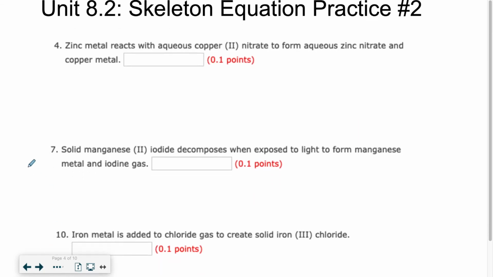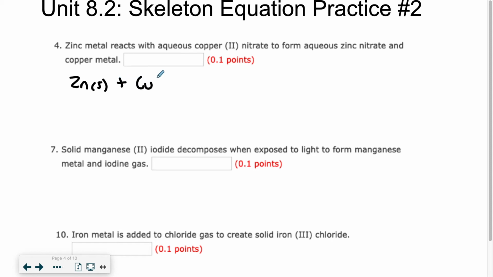The next assignment was Unit 8.2, so the same kind of thing. We're starting off with this first one. We have zinc metal. That's going to be zinc. It's a metal, so that's a solid at room temperature. It's reacting with copper 2 nitrate.